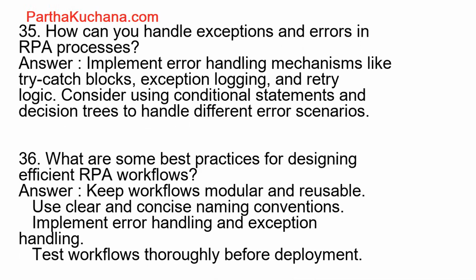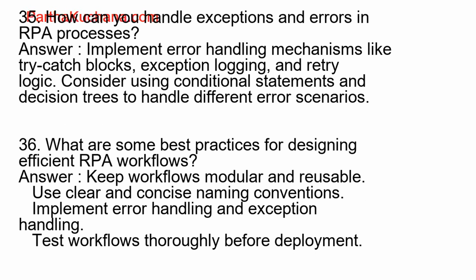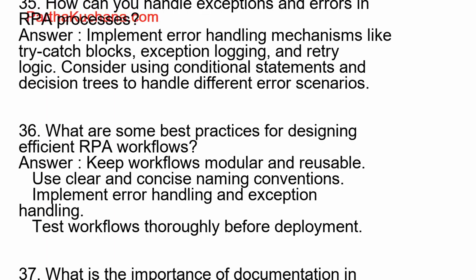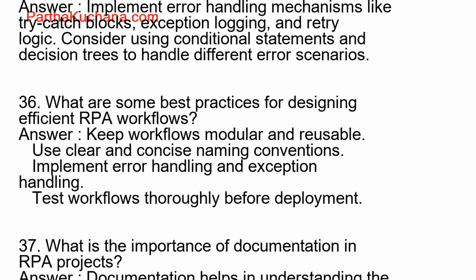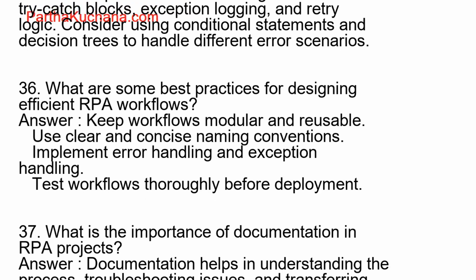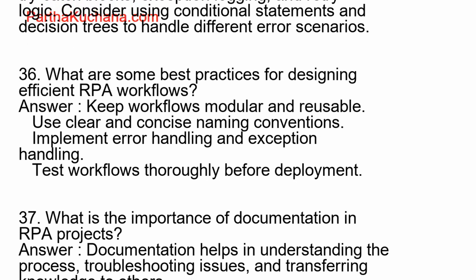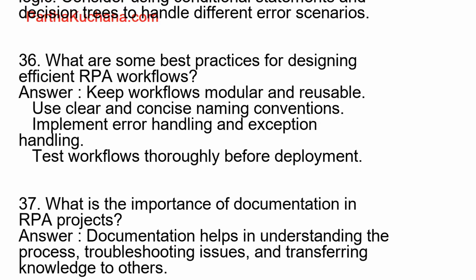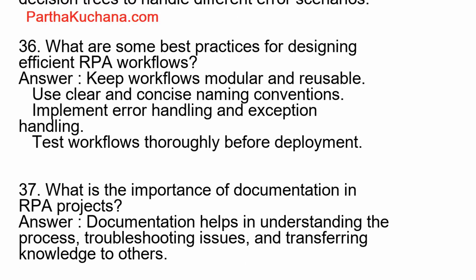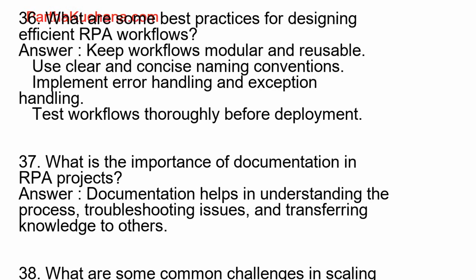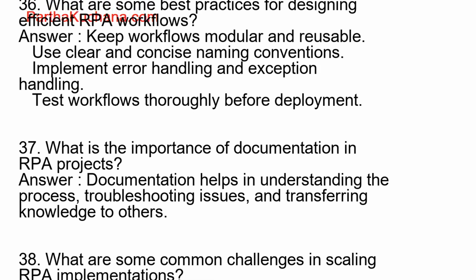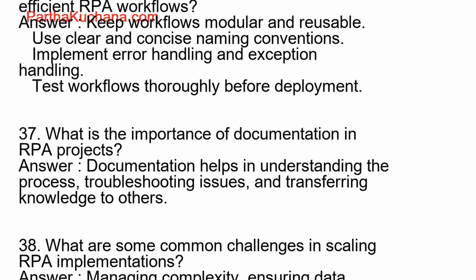40. A finance team is struggling with manual data entry and reconciliation errors. How can RPA help improve their efficiency and accuracy? Answer: Automate data extraction from source systems, e.g., ERP, accounting software. Implement data validation rules to ensure accuracy. Use RPA to perform reconciliation tasks and identify discrepancies.